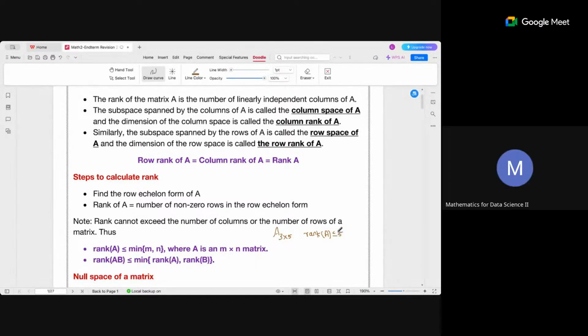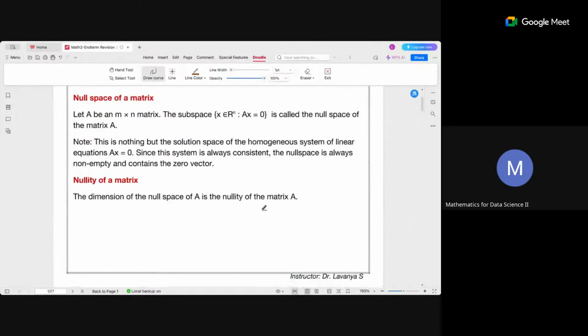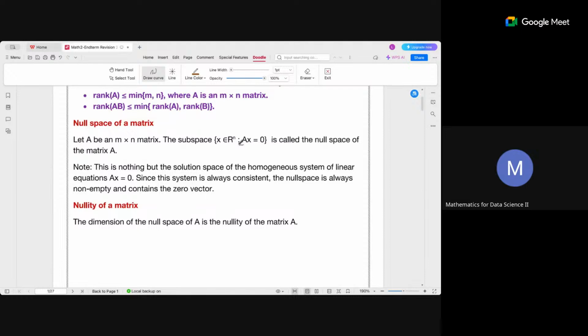Next is null space. Let A be an m by n matrix. The set of all x in Rn such that Ax is equal to 0 is called the null space of the matrix A. Already we have seen the same set with another name. What is that? These are nothing but the solutions of the homogeneous system Ax equal to 0.